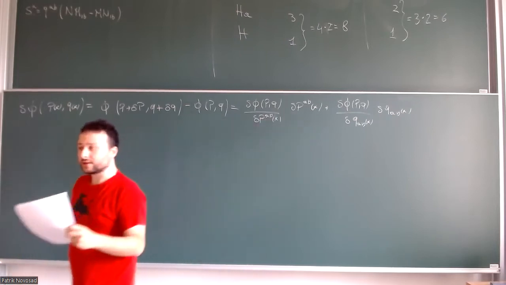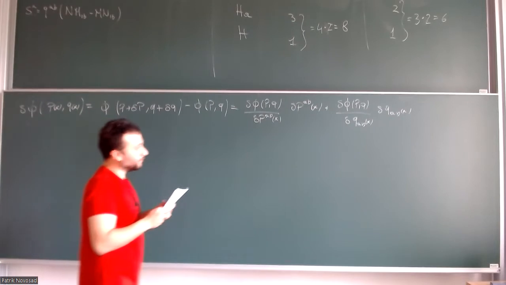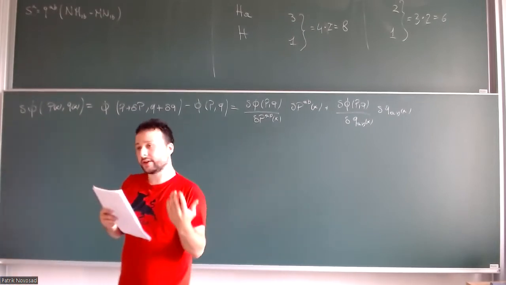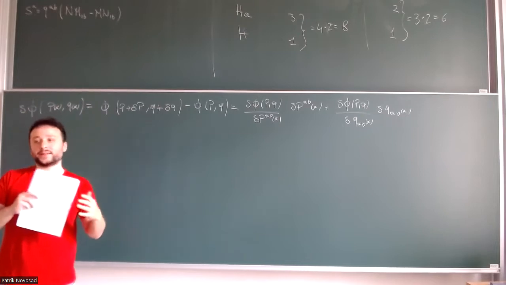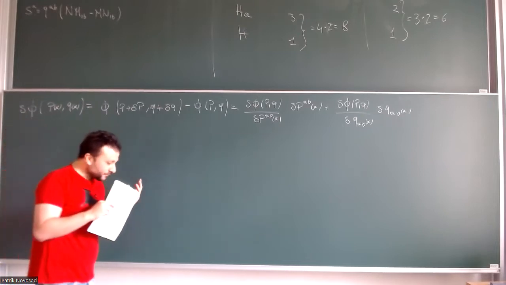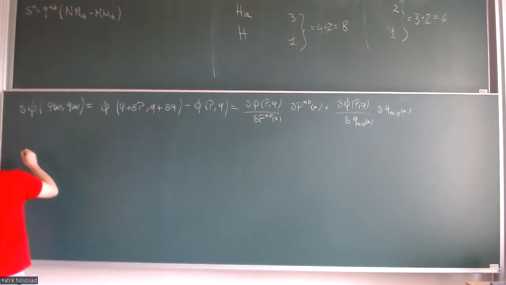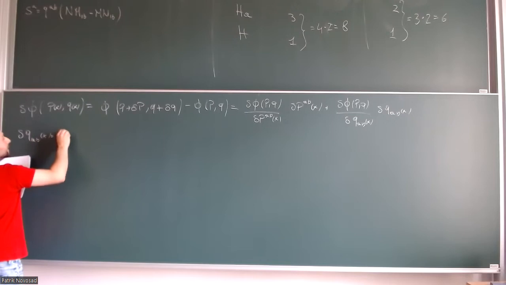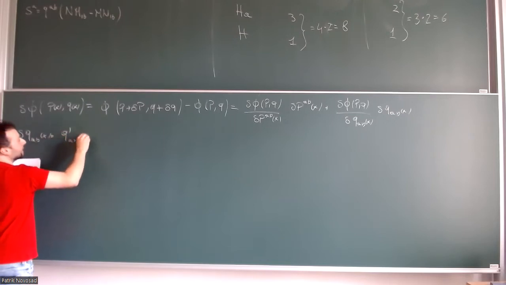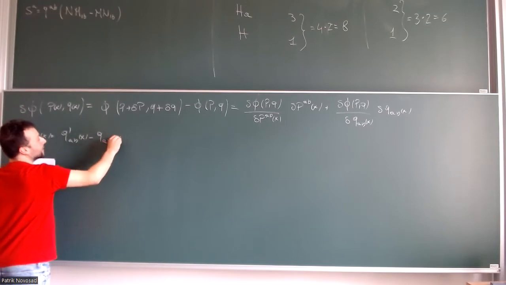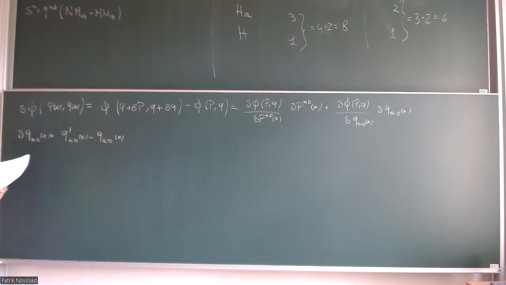Now, this variation of the tensors is not a variation with respect to its coordinates, but a functional variation. By that I mean that delta q_ab, the variation of q_ab, is q'_ab(x) minus q_ab(x), evaluated at the same point. And now, how can we compute such a difference?